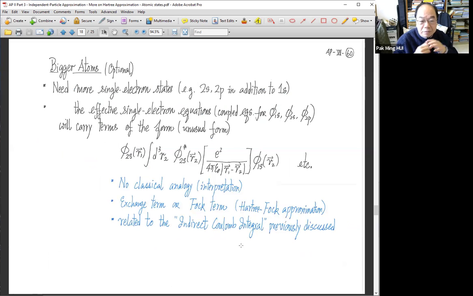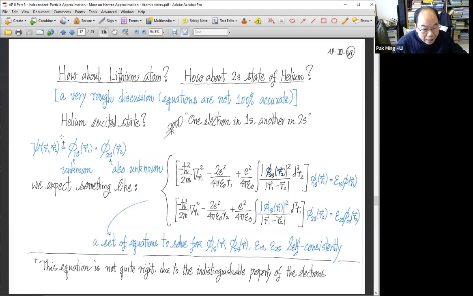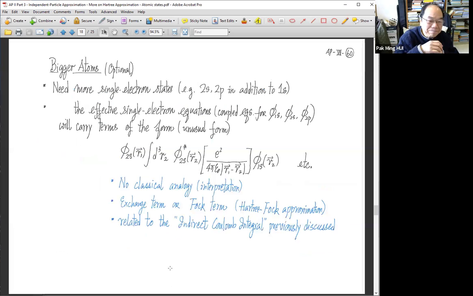So bigger atoms, no problem. We have this idea of setting up a set of equations. But here I hinted at something that I am not 100% accurate for the reason. Footnote here is that I have 2 electrons, but they are identical. I cannot distinguish one from another. Every property is the same, okay? And that has some role to play in setting up the self-consistent equations. That will make my equation miss out 1 term, okay?